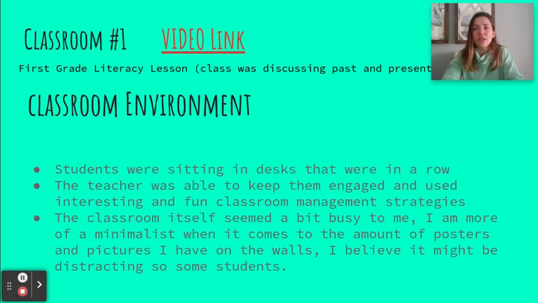Right off the bat, my first impression was that the classroom itself seemed a little bit busy. There was a lot going on the walls, a lot going on up top on the board. It was hard for me even to focus on something that he was showing because of all of that going on. And I do believe that might have been a little bit distracting to the students. So it was a first grade literacy lesson, and the class was discussing things that happened in the past and things that happened in the present, and they were comparing the two.